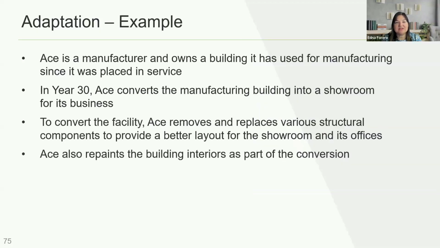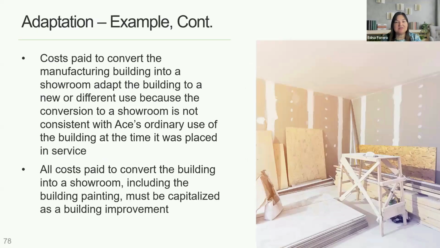So in this case, Ace is a manufacturer. He owns his own building for manufacturing since it was placed in service. In year 30, he converts the building into a showroom for his business. But to convert the facility, he has to remove and replace some structures, some components, to provide a better layout for the showroom and its offices. And then he also repaints the building as part of the conversion. So he's done some things now in year 30 to change the building itself.